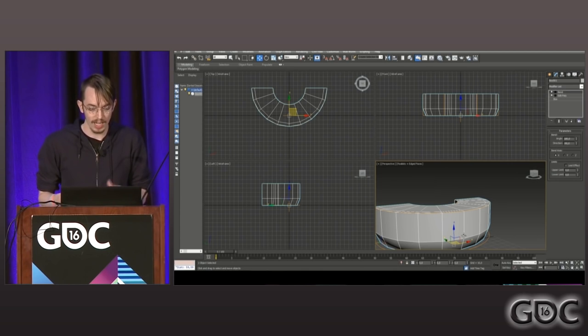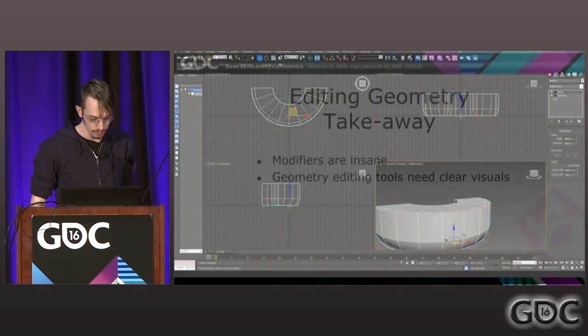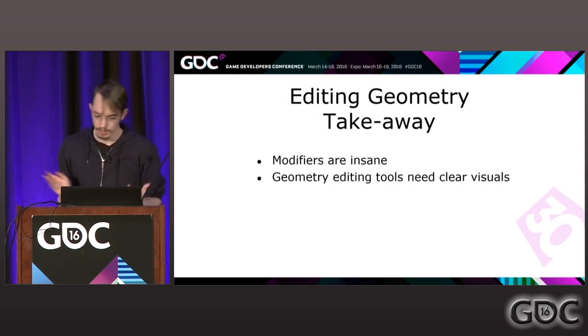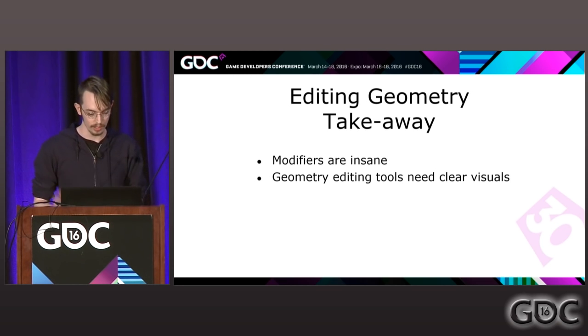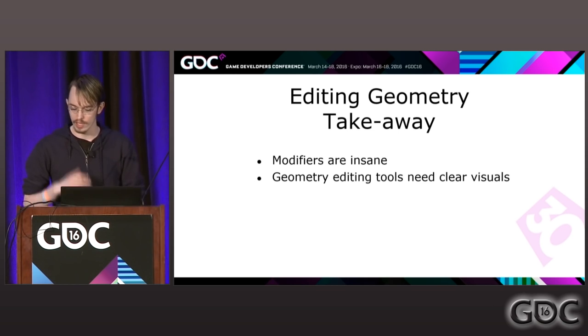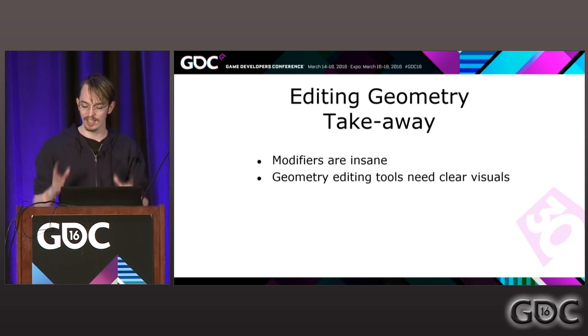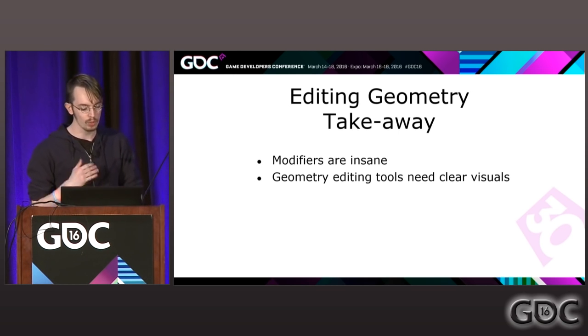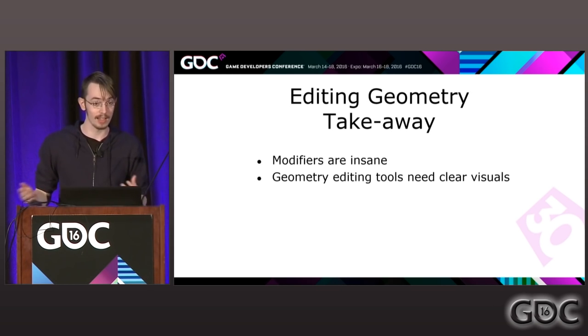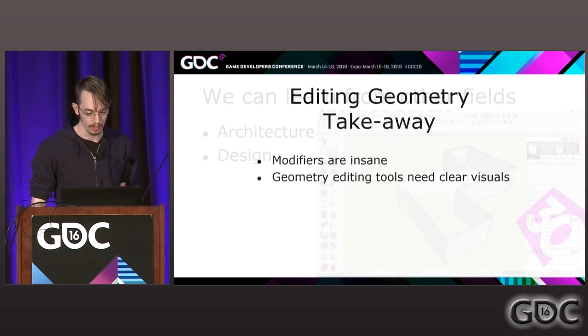What can we learn from this? Well, in this case, modifiers are insane. They allow you to edit and shape any kind of geometry in any shape you may need, and quickly too. And geometry editing tools such as vertex cutting, extruding, etc. need clear visuals, as without them we may have to redo work as we cannot see what needs to be done, which can take a level designer out of the zone. Now of course this is a tiny part of the geometry editing tools that I've just shown. There's much more out there.